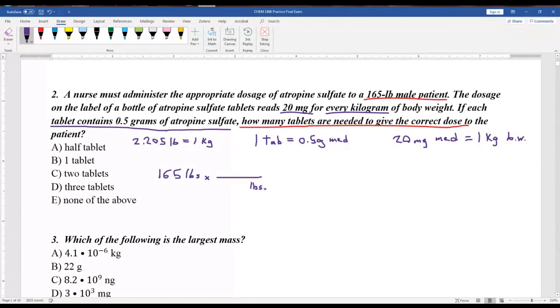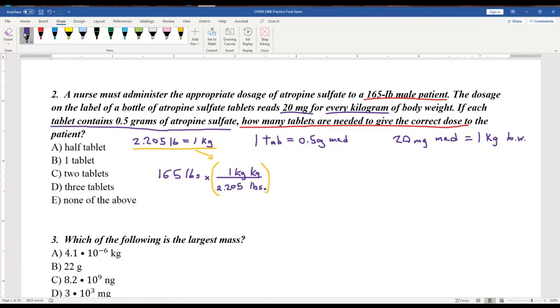Feel free to use your mic. I love hearing people's voices. If you're not comfortable with that, feel free to text. So pounds, and then what can I convert pounds to here? Kilograms, very good. So I can convert pounds to kilograms. 2.205 pounds is equal to 1 kilogram. That conversion factor is coming from here.